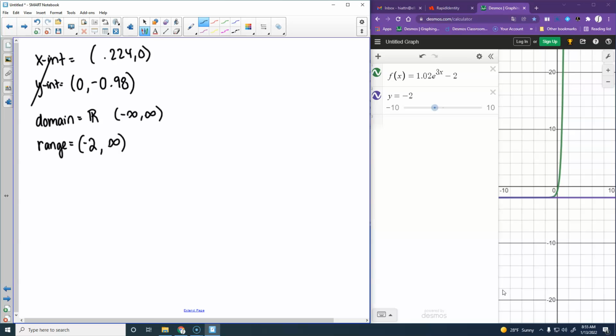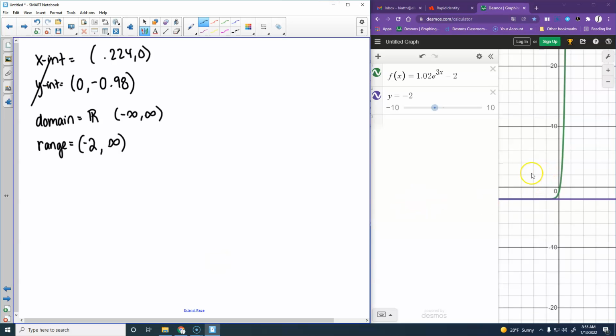All right, let's see what it asks for next. Next, it asks for vertical asymptote. We do not have a vertical asymptote. Exponentials do not have vertical asymptotes. Their domain is negative infinity to positive infinity. There's no vertical asymptote here, even though it kind of looks like it, because it is so steep, it looks like it is getting closer and closer to a line.